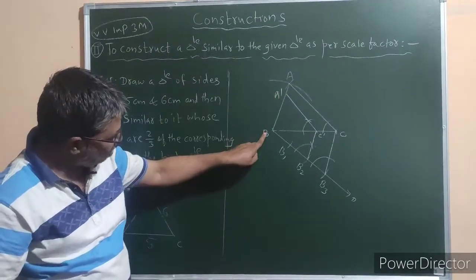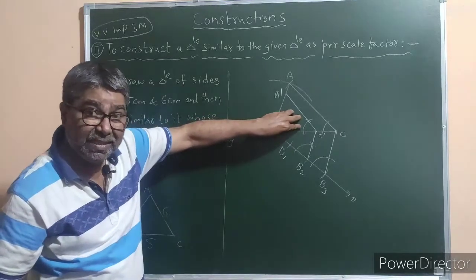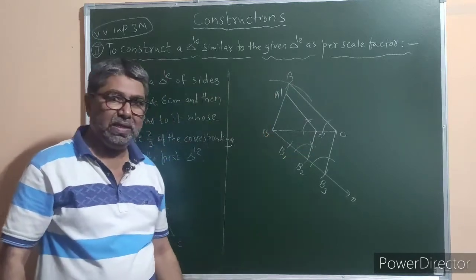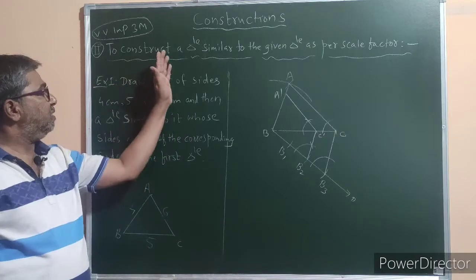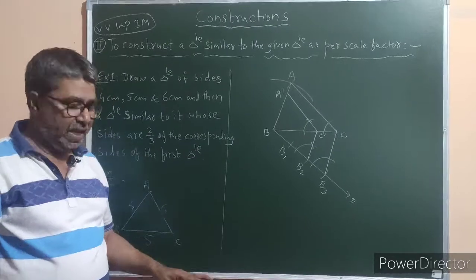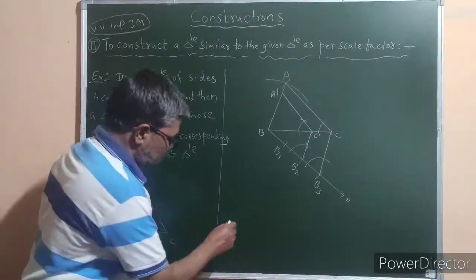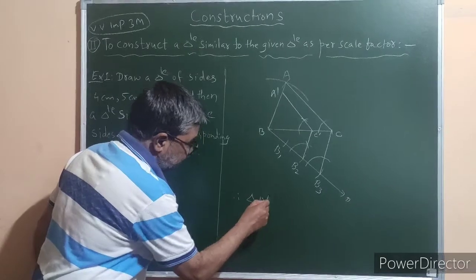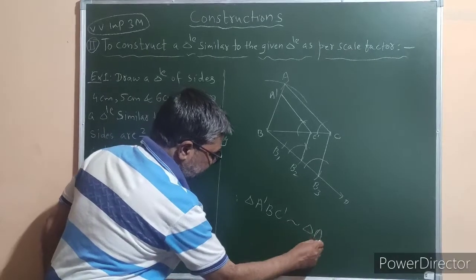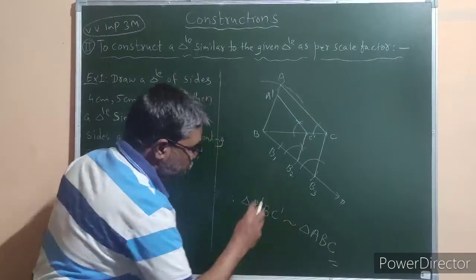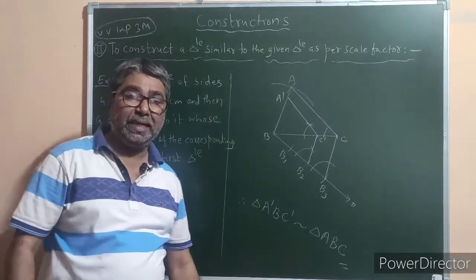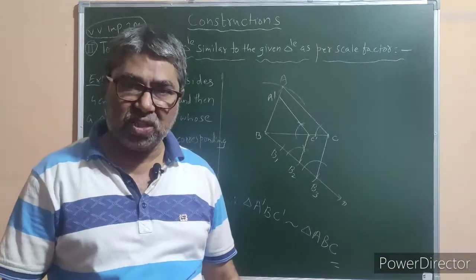Now this A dash, B, C dash, this smaller triangle itself is a similar triangle to triangle ABC. So this is how a similar triangle is constructed to the given triangle as per the scale factor. So therefore you can write here: A dash B C dash is similar to triangle ABC. This is the construction of the similar triangle to the given triangle by applying the given scale factor.